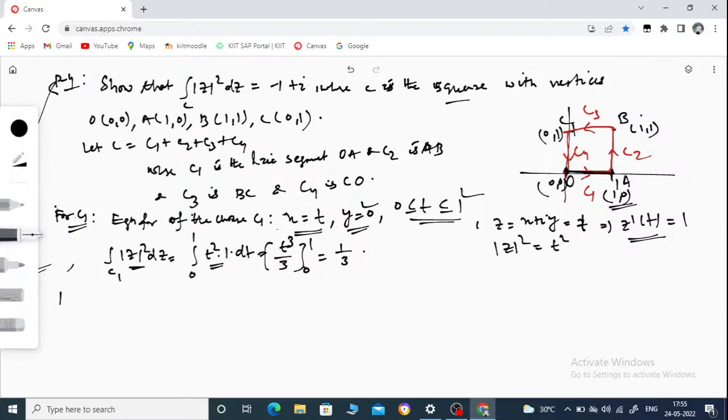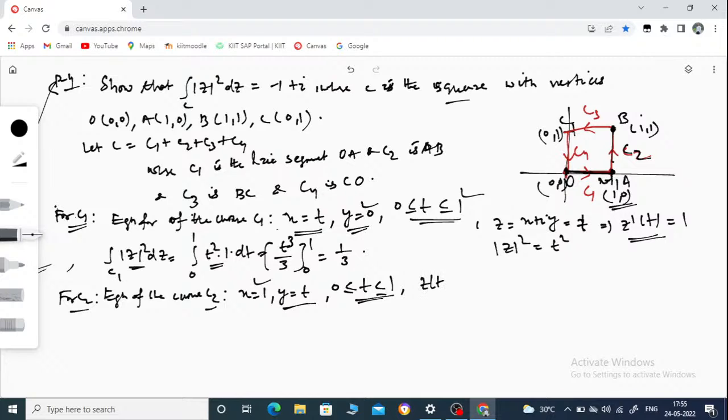Okay. Similarly for C2, the equation of the curve C2. See, this is your C2, and here x is fixed. x is equal to 1 and y is equal to t, and t varies from 0 to 1. Here this is 0, and here y is 1, and it is a straight line. That means x is equal to 1 and if I take y equal to t, then t varies from 0 to 1.